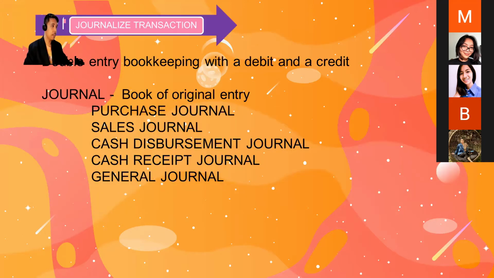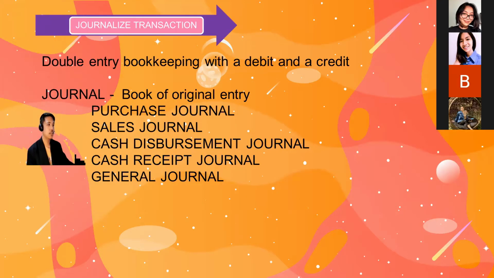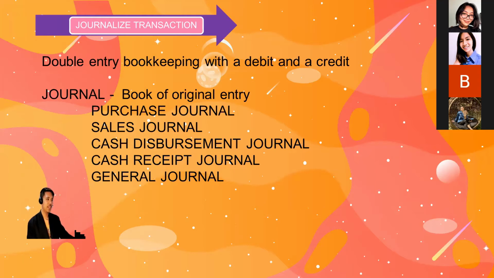Moving on. So let's go to step 1, journalize transaction. So of course, we have this so-called double entry bookkeeping, no? So with the debit and credit. So we say journal is the book of original entry. So we have purchase journal, sales journal, where we book our sales, cash disbursement journal, and cash receipt journal. Now, if we're not able to categorize it between these first four journals, then we move it to the general journal, no?